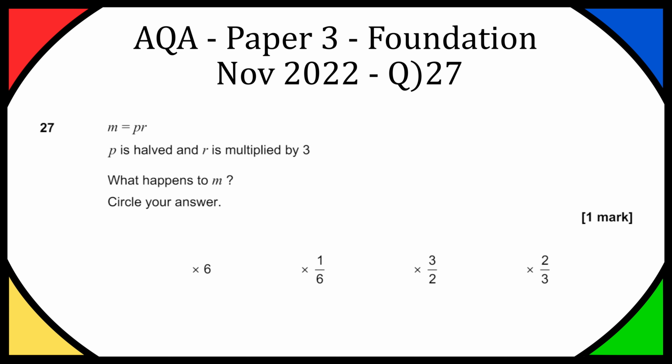So what I wanted to do first is halve the p and then multiply the r by 3, like it says in the question. So our formula is now going to look like this: m is equal to half p times 3r.